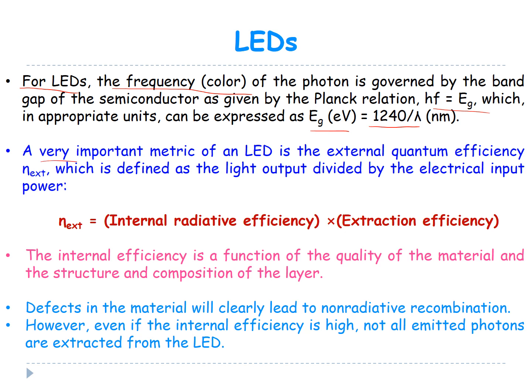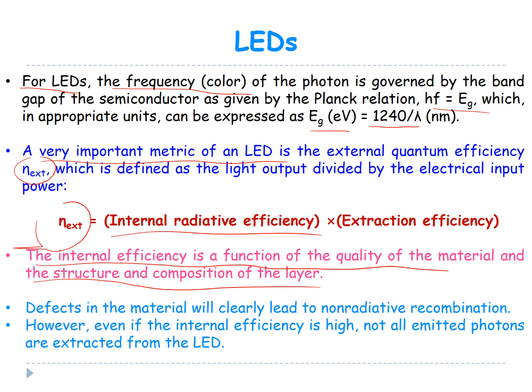Now, a very important metric of an LED is the external quantum efficiency, which is defined as the light output divided by the electrical input power. The external quantum efficiency is the internal radiative efficiency times the extraction efficiency. The internal efficiency is a function of the quality of the material and the structure and composition of the layer. So for you to measure this, you have to fabricate your device and actually measure it. In most cases, this can only be determined by experiment.